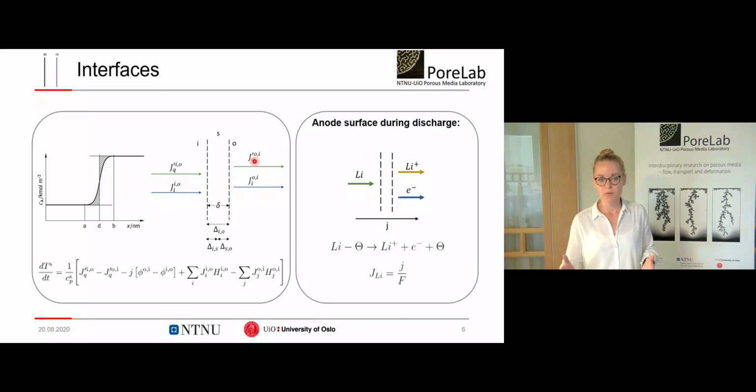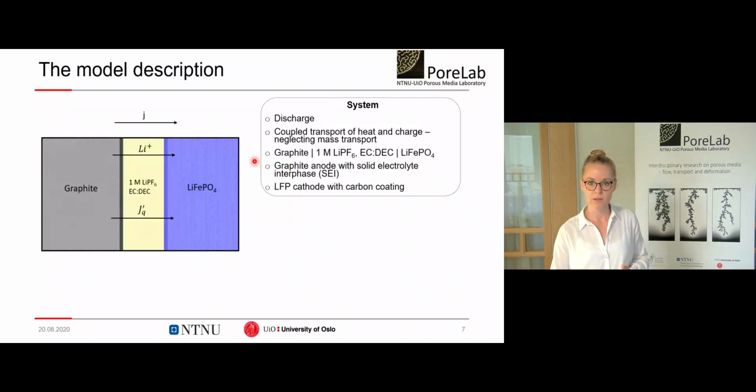So as I already said, we consider that all our electrode reactions are happening at the interface, and at the anode surface, this means that we have the neutral lithium going into the surface, and then this has to be equal to the charged species going out of the surface. So what we are modeling for the work we're presenting today is we have a discharge. We're looking into coupled transport of heat and charge, neglecting mass transport for now, even though we already have the equations, but that is part of later work.